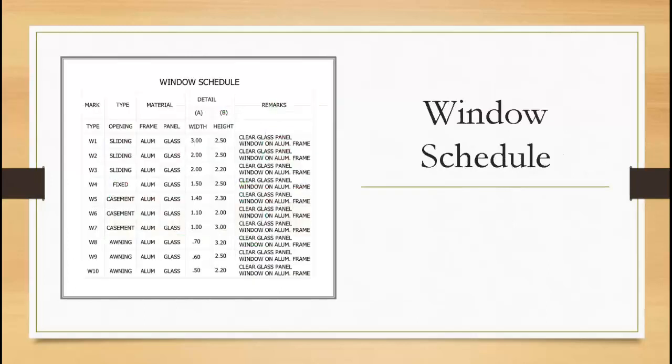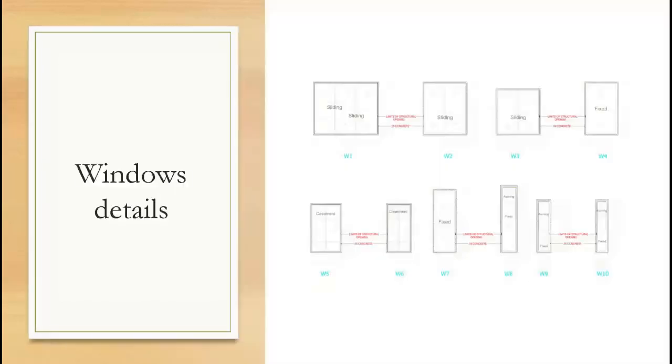Windows schedule, we can see in the schedule the type of use of window: opening, sliding, fixed. Fixed windows are usually used in the room of the staircase. Windows details, also you can see fixed windows, sliding windows, and casement windows.